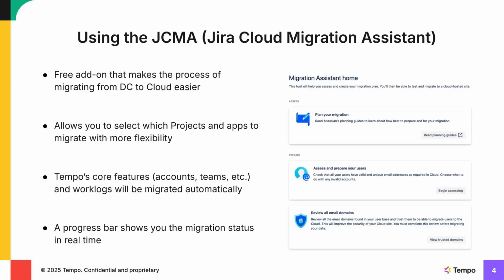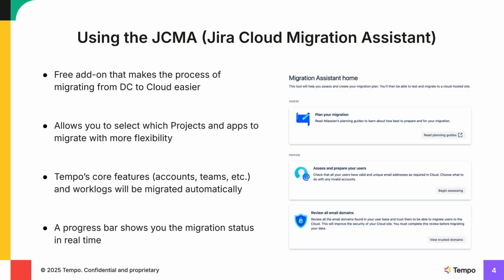First, I'll explain what the JCMA is, the Jira Cloud Migration Assistant, and why you should use it. The JCMA is a free app built and maintained by Atlassian. It makes the process of migrating from DC to the cloud much easier than doing it manually. It's a project-based method that allows you to select with more flexibility which projects and apps you want migrated to the cloud. Using this method, Tempo's work logs and its core features will be migrated automatically.